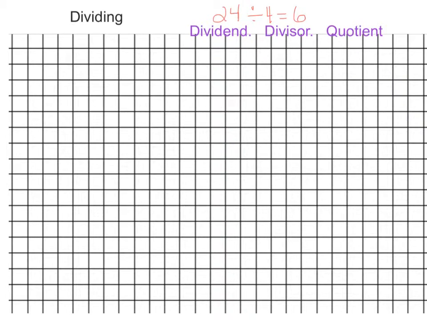Okay, long division. Most of this will be review, and then we'll add a little bit of new learning. So if we had something like 24 divided by 6, and we know that equals 4, or 24 divided by 4, and we know that equals 6. Our vocabulary is the dividend, what we're dividing by is the divisor, and our answer is a quotient.